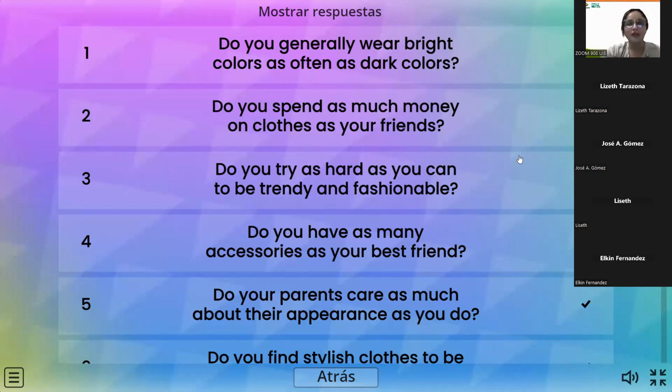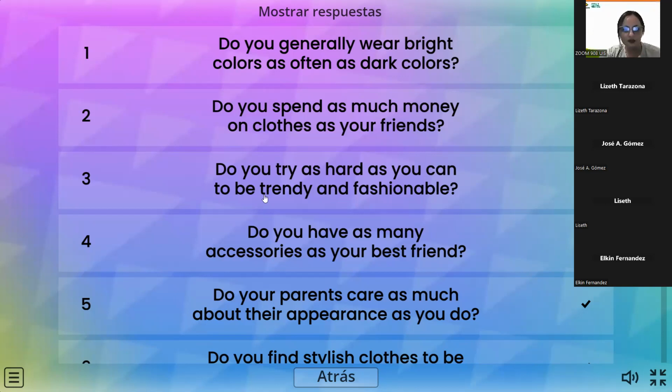Why do we need that? It's like if we had 2 clauses. Do you try as hard as you can? Okay, first clause. What for? What is the intention of trying so hard? What do you want to achieve? What is the purpose? To be trendy and fashionable. In order to be that, with the purpose of doing that, with the intention of that. So there isn't any problem because here we say, do you try as hard as you can to be trendy and fashionable? So this one doesn't affect this.